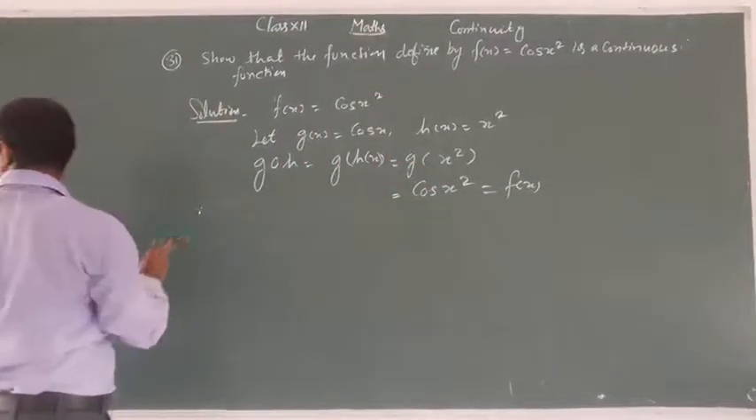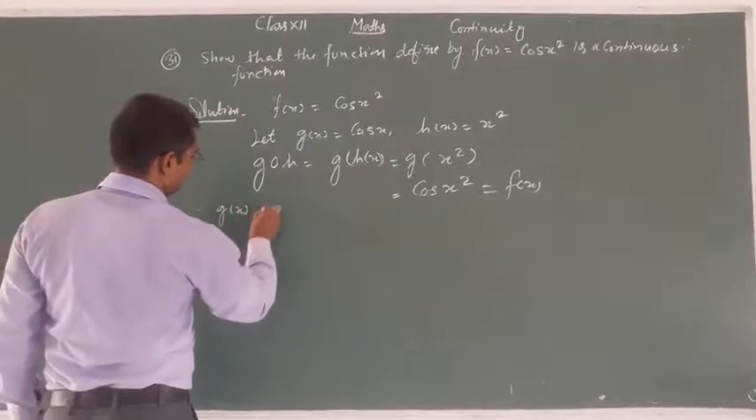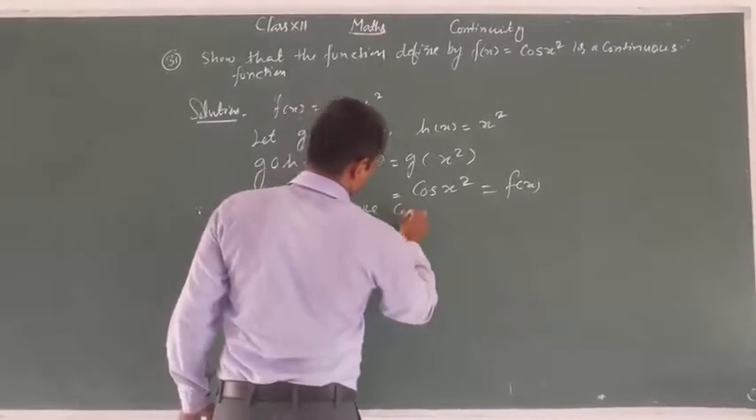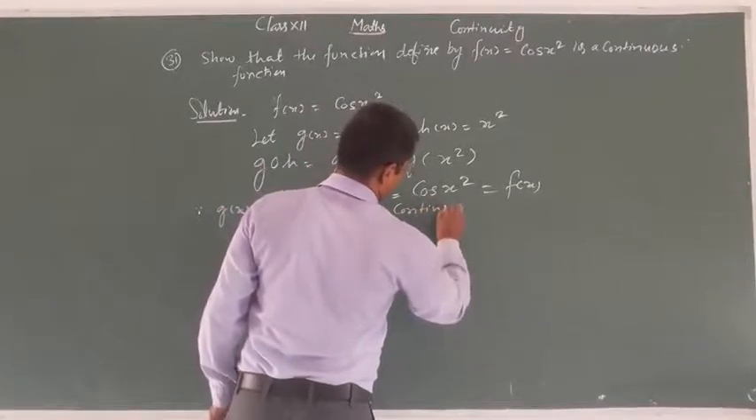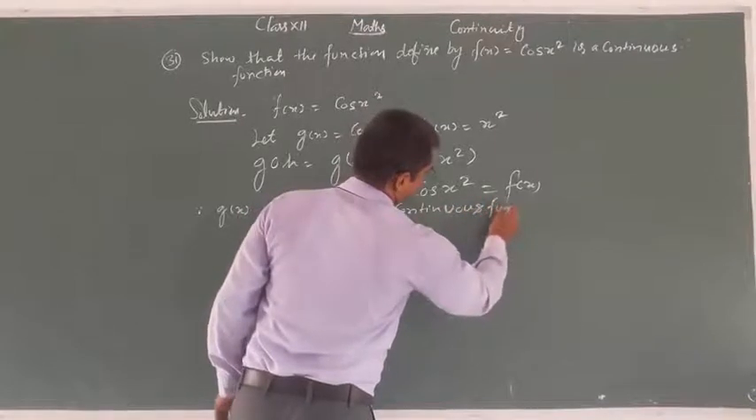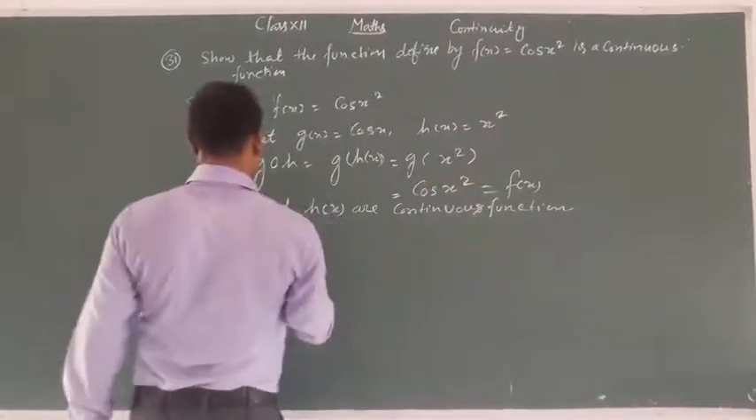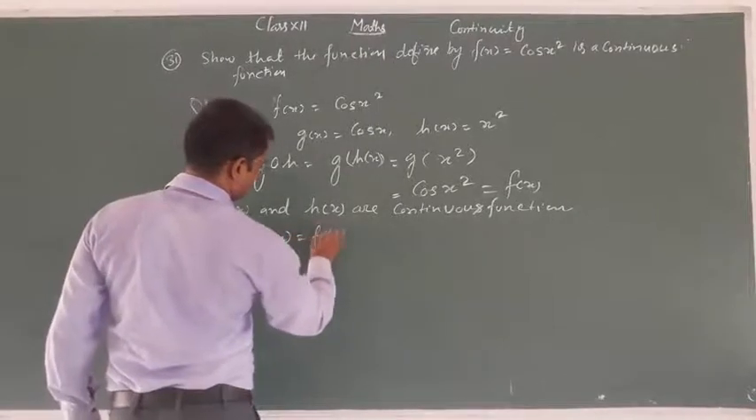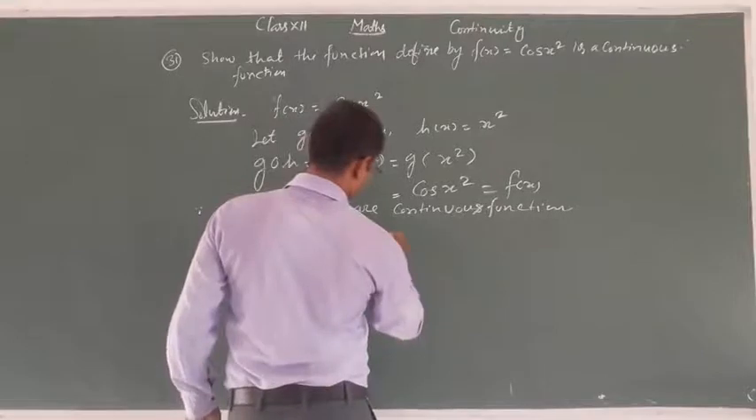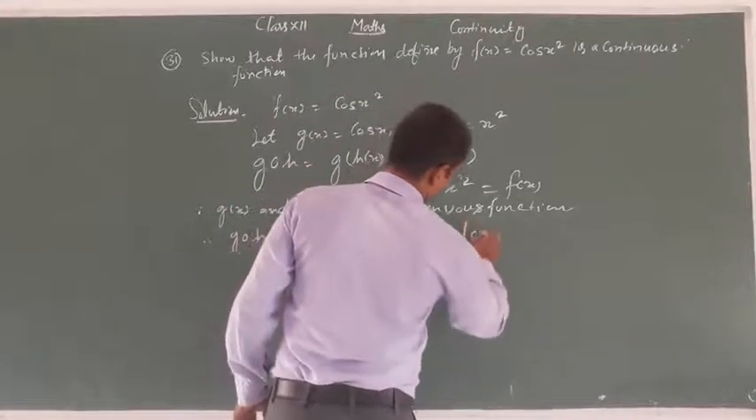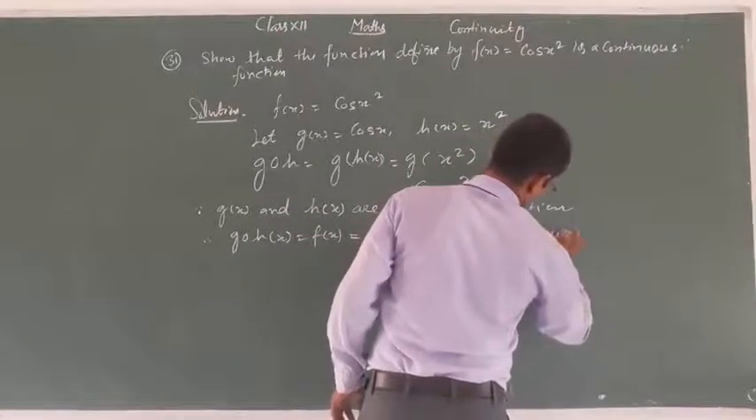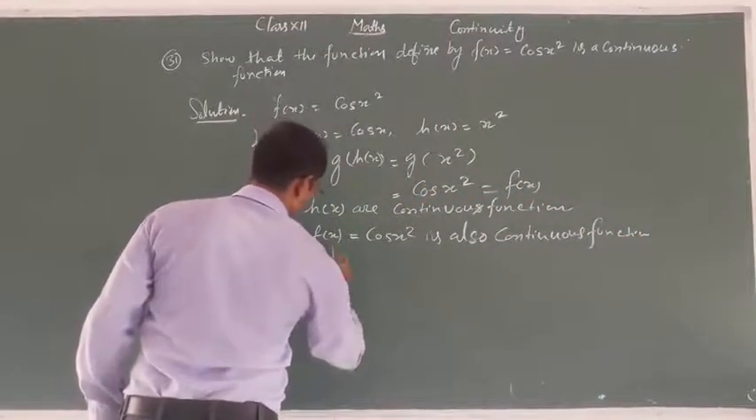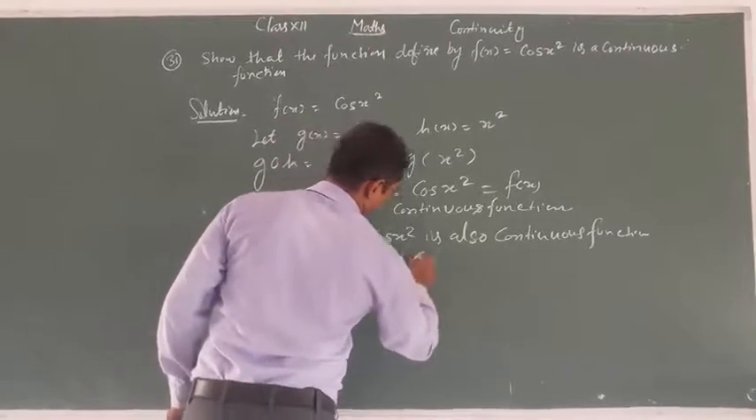Since g(x) and h(x) are continuous functions, therefore (g o h)(x), which is equal to cos x square, is also a continuous function for all points x belonging to R.